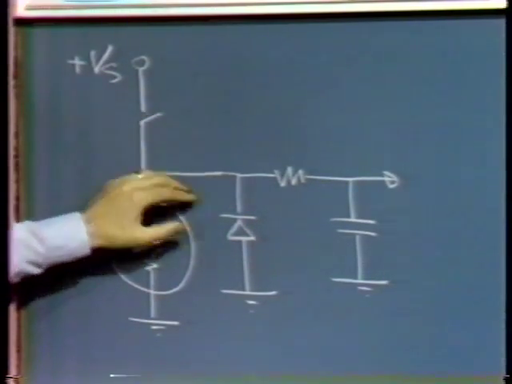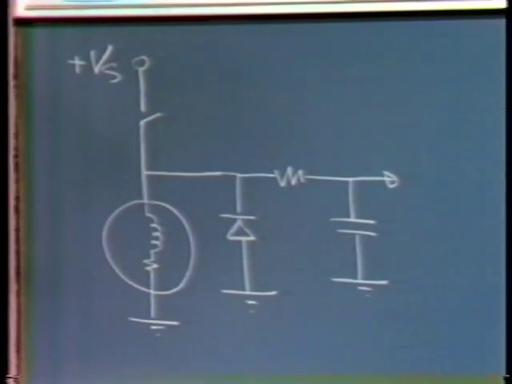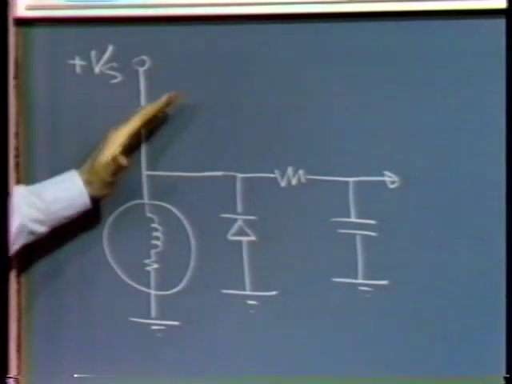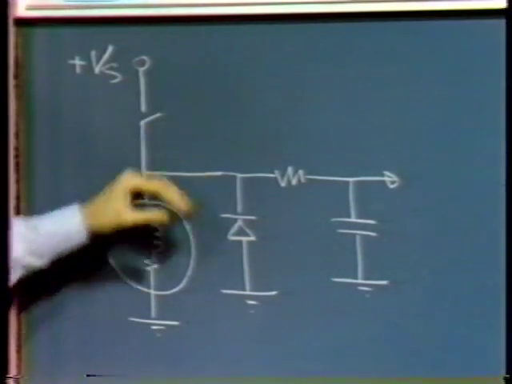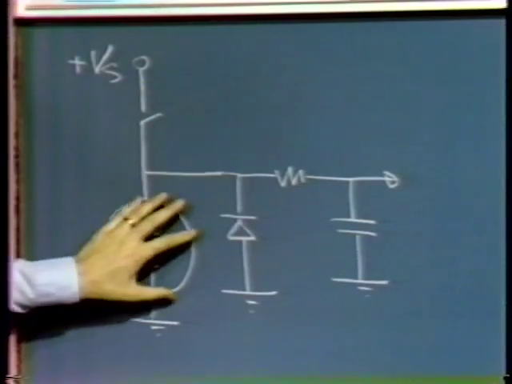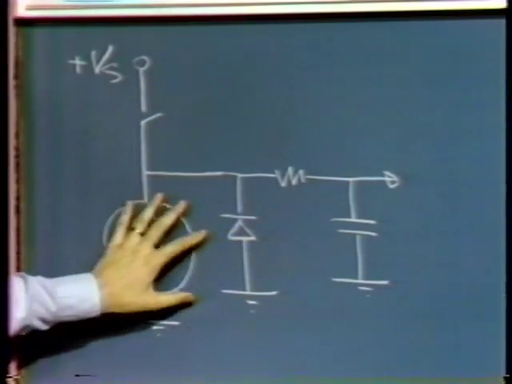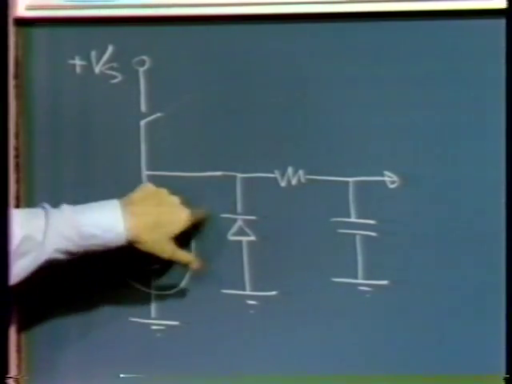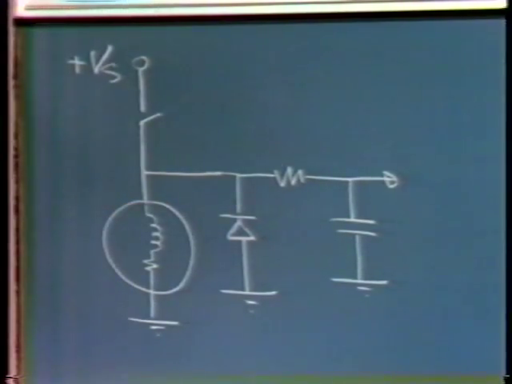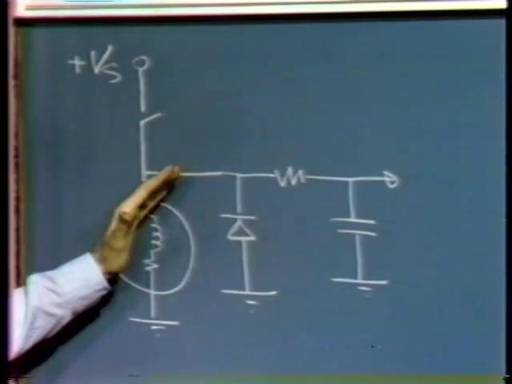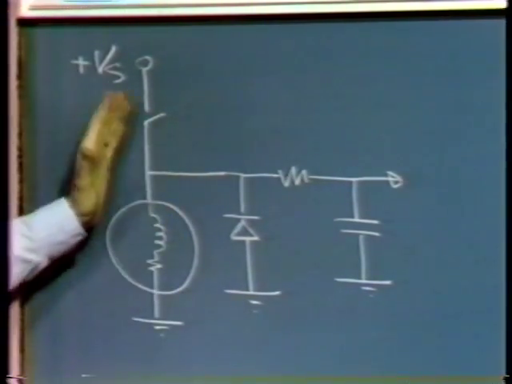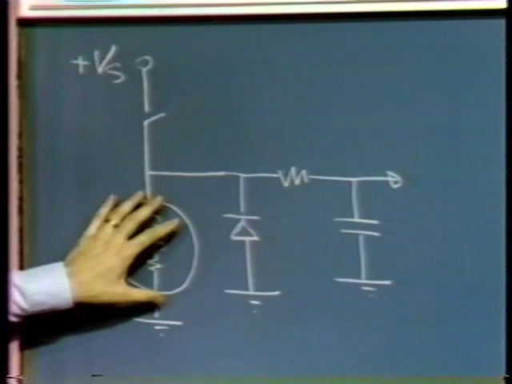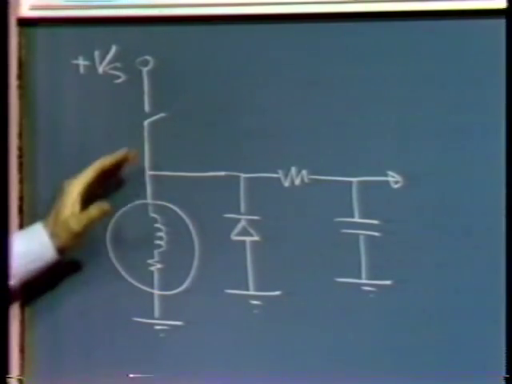Later, you once again close the switch, apply power from the power supply. Providing you do this operation fast, at a high frequency compared to the fundamental time constant of the LR, the inductance and the resistance in this loop, you end up with effectively constant current. You're modulating, you're switching fast enough so that you end up with effectively constant current in the motor.